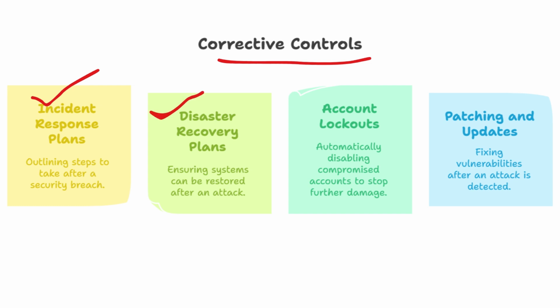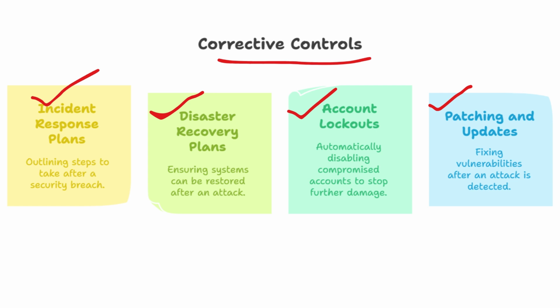Disaster recovery plans, DRP, ensuring systems can be restored after an attack. Account lockouts, automatically disabling compromised accounts to stop further damage. And patching and updates, fixing vulnerabilities after an attack is detected. Corrective controls help mitigate the damage and restore security after an incident.